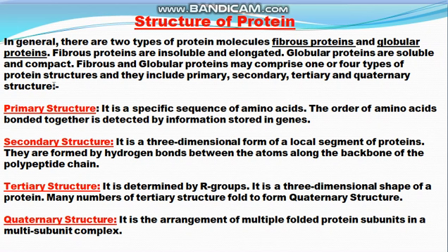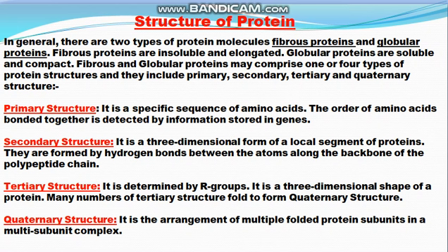But both fibrous as well as globular types of proteins comprise one to four types of protein structures. They are primary, secondary, tertiary, and quaternary. So whether the protein is fibrous or globular, both have four types of structures. They can have a primary structure, secondary structure, tertiary structure, or quaternary structure.